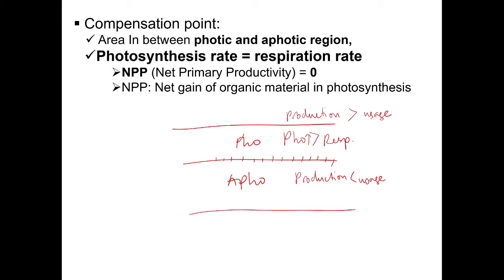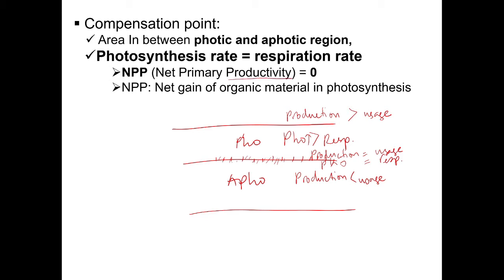That is why in between, there is an area in between these zones where production is equal to usage. If we convert to the name of the process, then photosynthesis equals respiration. So theoretically, we assume that this area has zero net primary productivity.